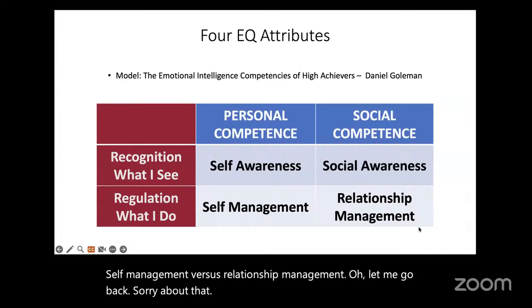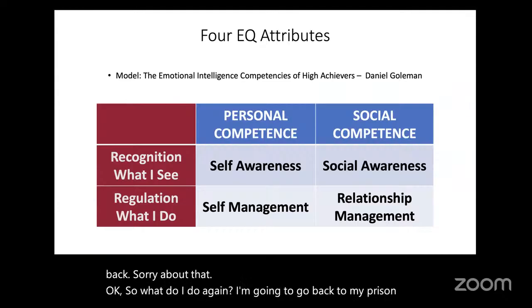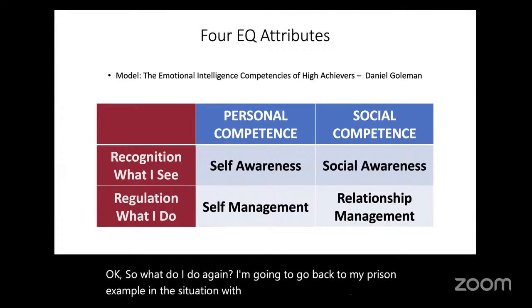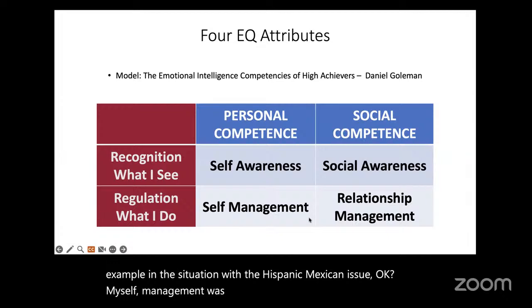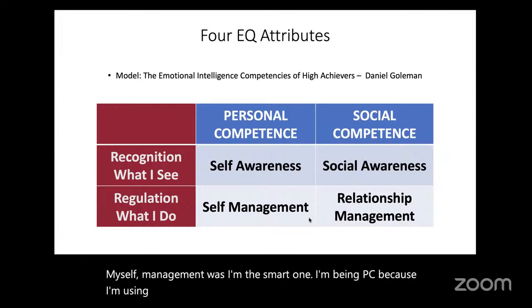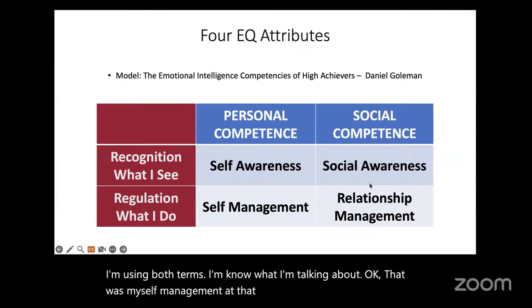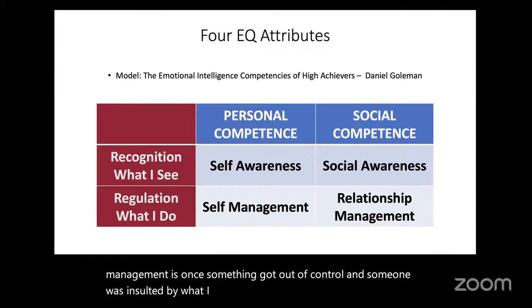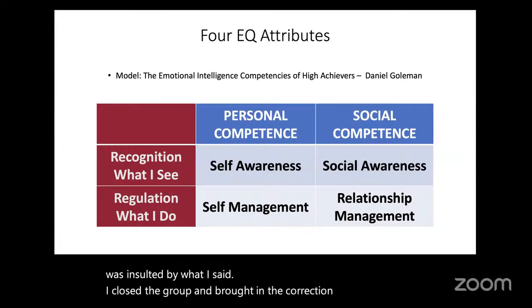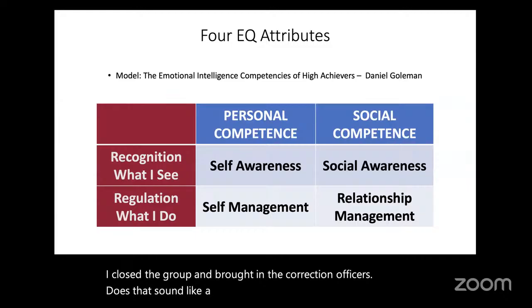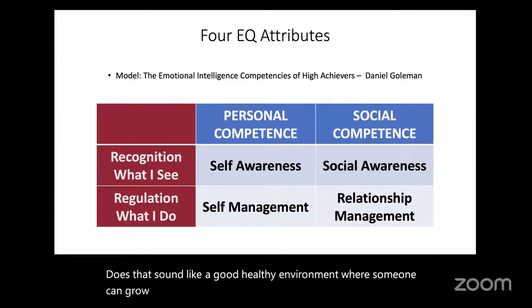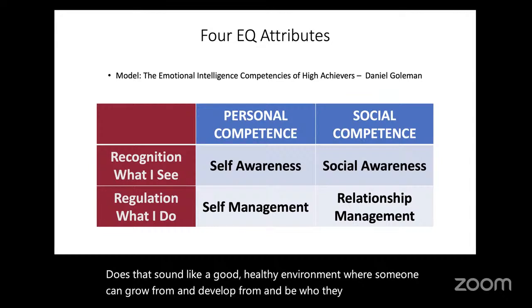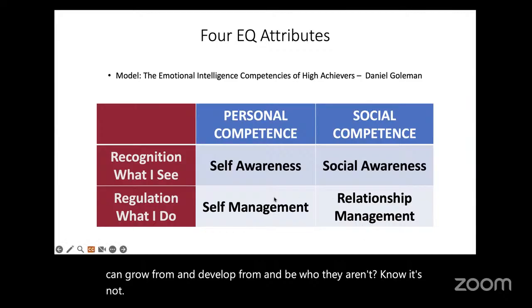Okay, so what do I do? Again, I'm going to go back to my prison example. In the situation with the Hispanic Mexican issue, my self-management was I'm the smart one. I'm being PC because I'm using both terms. I know what I'm talking about. That was my self-management at that point. And the relationship management is once something got out of control and someone was insulted by what I said, I closed the group and brought in the correction officers. Does that sound like a good, healthy environment where someone can grow from and develop from and be who they are? No, it's not.